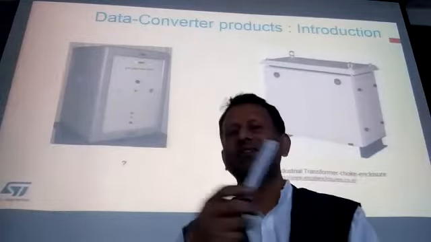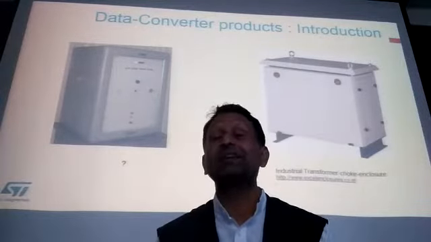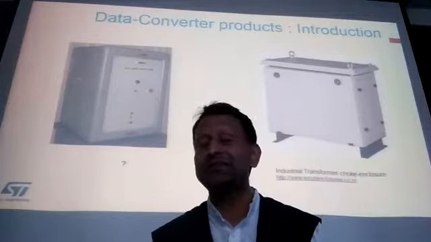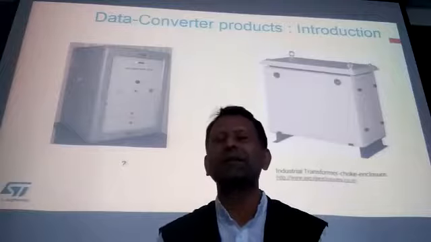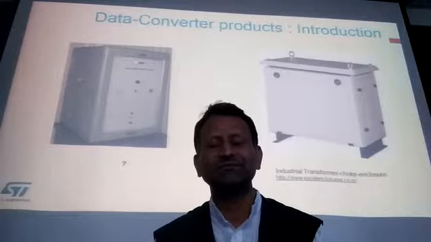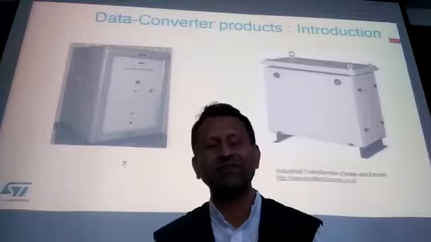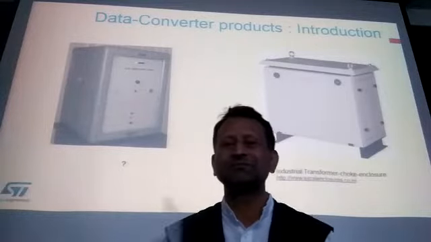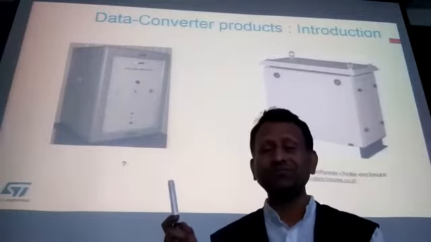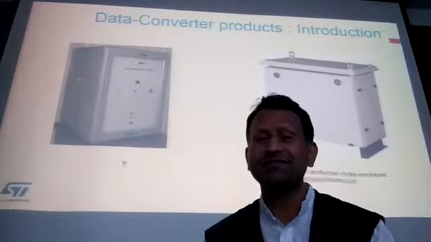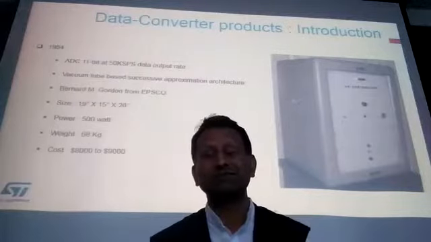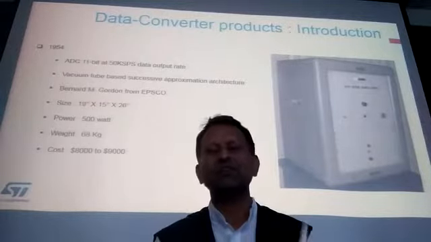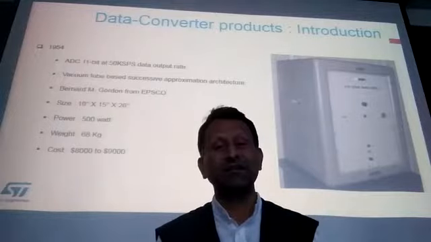What is this? These two boxes seem like heavy or big electrical products or panels. Yes, the right side is an industrial transformer choke enclosure. It contains transformer coils inside it. The left side seems like it is the same, but not. It is an analog to digital converter, that is ADC.